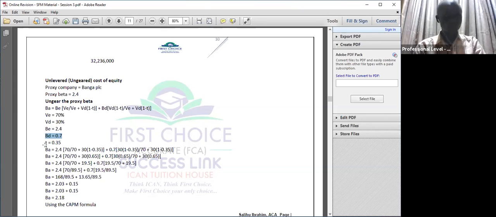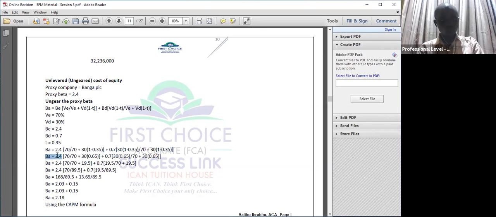All right. Our tax rate is 35%. So I will go to my formula. I want to get asset beta. Asset beta is 2.4 times market value of equity over market value of equity plus market value of debt, 1 minus tax rate, plus the second aspect: beta of debt times market value of debt, 1 minus the tax rate, over 70 plus 30, 1 minus the tax rate. So don't cram that formula. I'm repeating it. Just know how to apply it and you'll be fine.